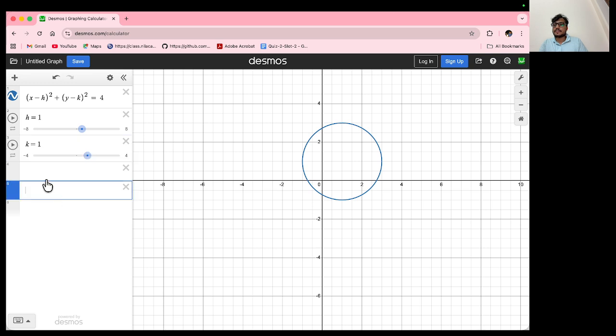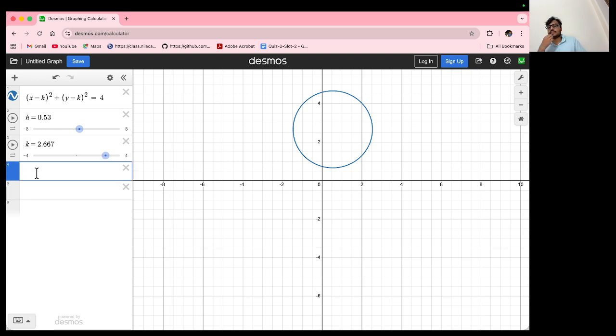Great. Now, what will happen if I fix k and start moving h? The circle will go here and there, moving along the x-axis. Similarly, if I fix h and keep changing k, then the circle will go along the y-axis. That's pretty easy.